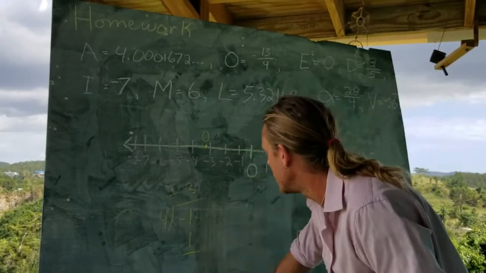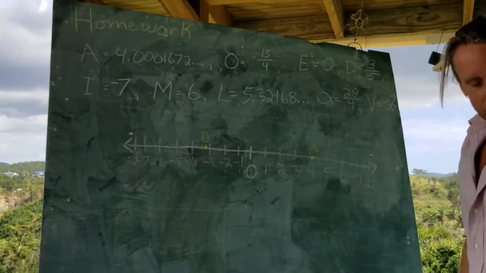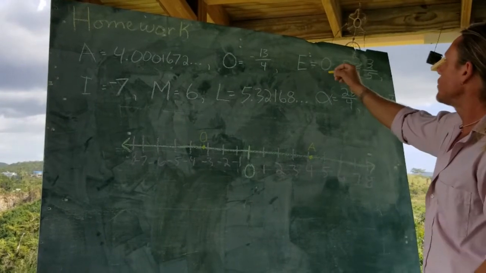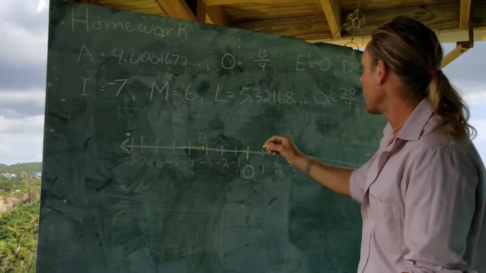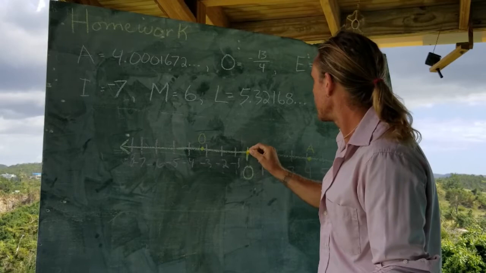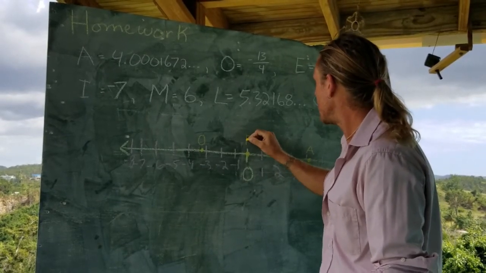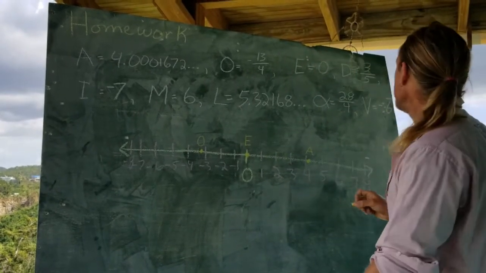Next one, point E. Point E is equal to 0. Well, 0 is easy. That's our origin. This is point E. Very important point in this case.